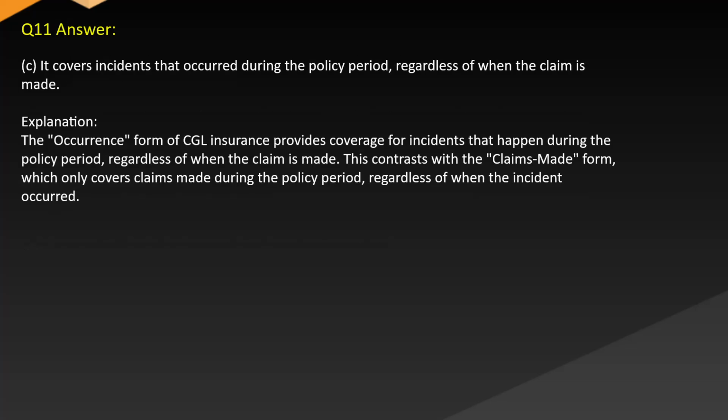Answer: C. It covers incidents that occurred during the policy period, regardless of when the claim is made. Explanation: the occurrence form of CGL insurance provides coverage for incidents that happen during the policy period, regardless of when the claim is made. This contrasts with the claims made form, which only covers claims made during the policy period, regardless of when the incident occurred.